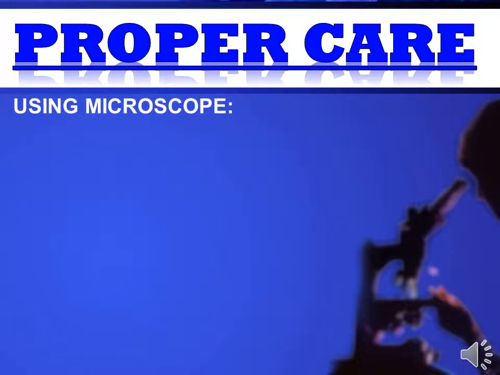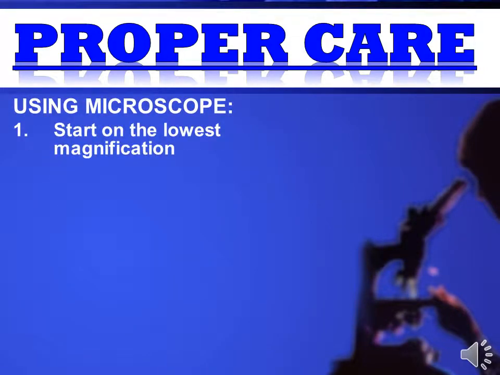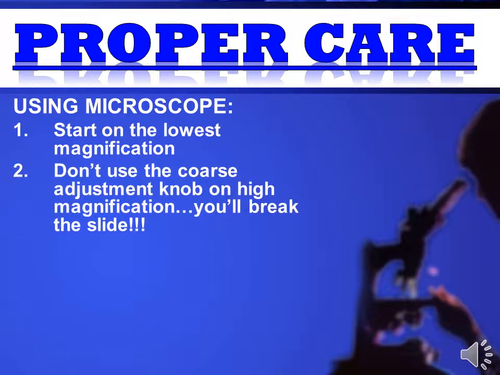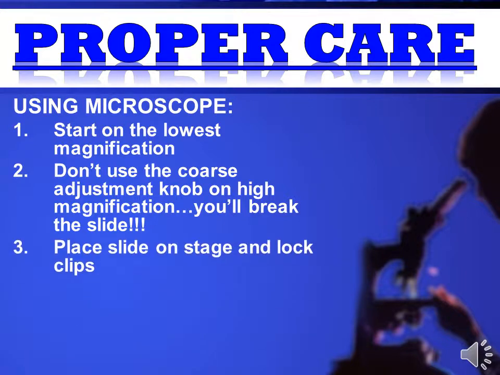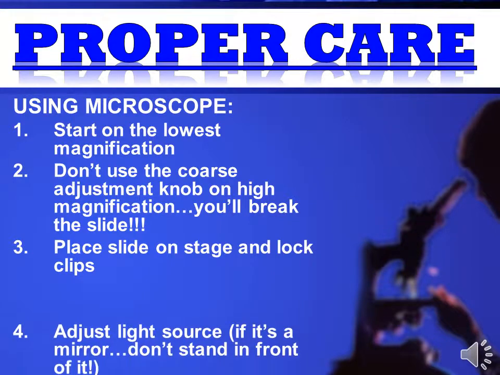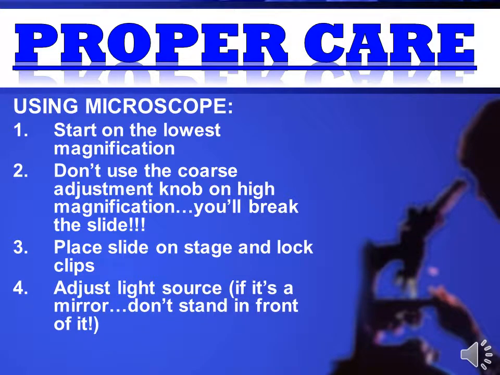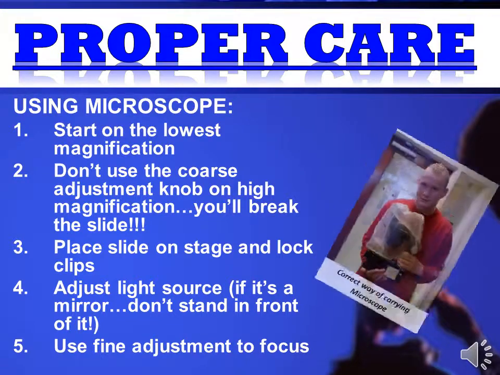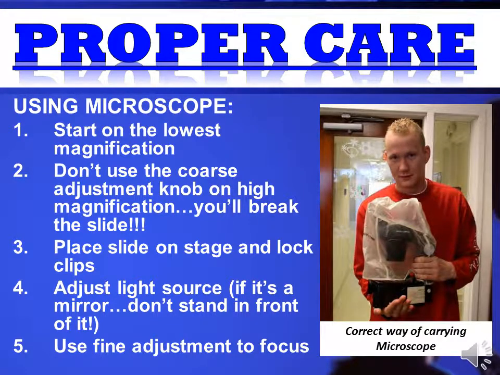How to use microscope. 1. Start on the lowest magnification. 2. Don't use the coarse adjustment knob on high magnification. You'll break the slide. 3. Place slide on stage and lock clips. 4. Adjust light source, if it's a mirror. Don't stand in front of it. 5. Use fine adjustment to focus. And lastly, always carry the microscope with right hand on the arm and left hand on the base.